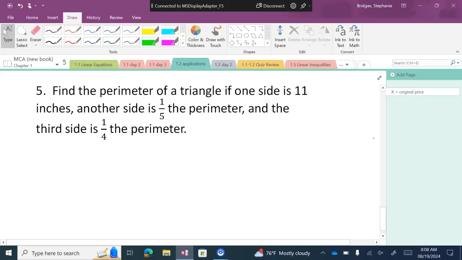So like I said, on the quiz, you're going to have a discount question. You're going to have a question that says find the number. You'll have one with consecutive even or consecutive odd. And then we'll have a perimeter question.